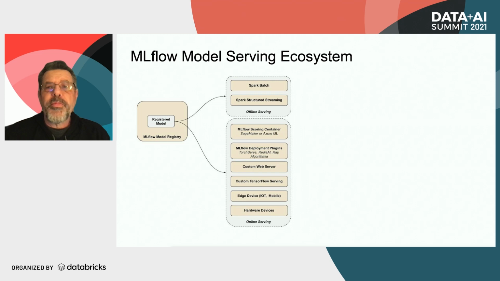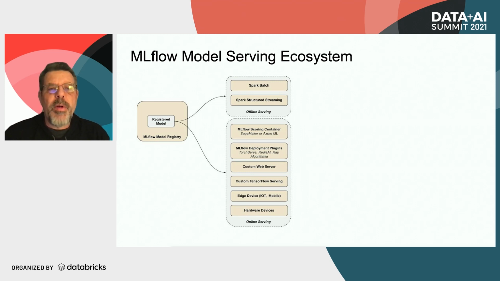You can then access that with a model URI to retrieve it and deploy it to your favorite target environment. On the upper right, as we talked about, there's offline serving. There are two modes, either Spark batch or Spark structured streaming. And then online serving is a much broader category. It's sort of like the Wild West, in the sense that there's an n number of possible target deployments.